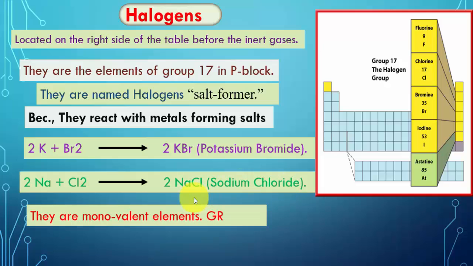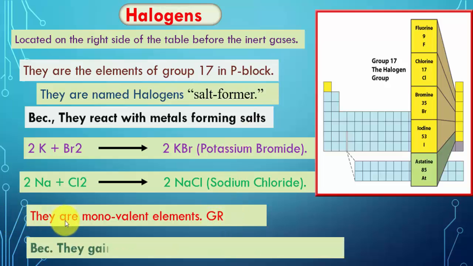Halogens are monovalent elements. Halogens are found in group 7A, so they are non-metals. They have 7 electrons in the outermost shell, so they gain 1 electron to make the outermost shell complete with 8 electrons. So when someone asks me why halogen is a monovalent element, I say because they gain 1 electron during chemical reaction.